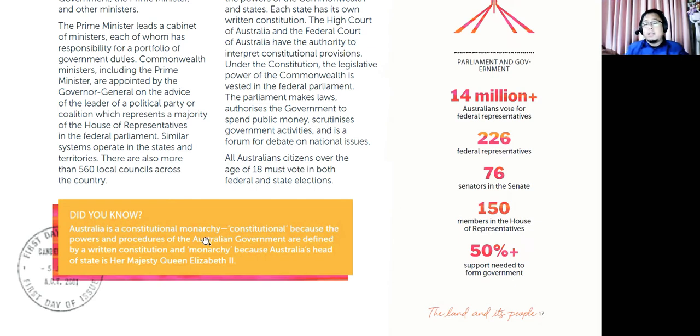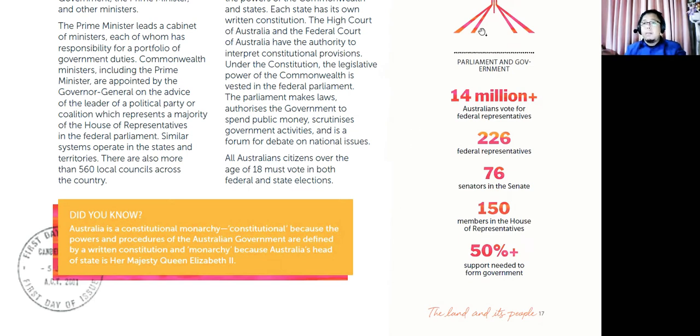So Australia ini ternyata bentuk pemerintahnya adalah monarki konstitusional. Kenapa disebut konstitusi? Karena kekuasaan dan prosedur dari pemerintahan Australia diatur oleh konstitusi secara tertulis. Makanya itu disebut sebagai constitutional. Sementara terkategori kepada monarki karena kepala pemerintah Australia adalah Her Majesty Queen Elizabeth II. Jadi langsung kepada Queen of Elizabeth II, Australia.